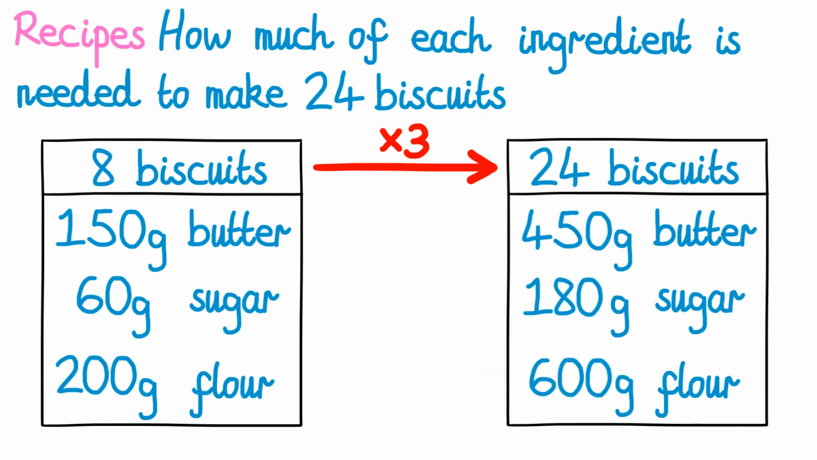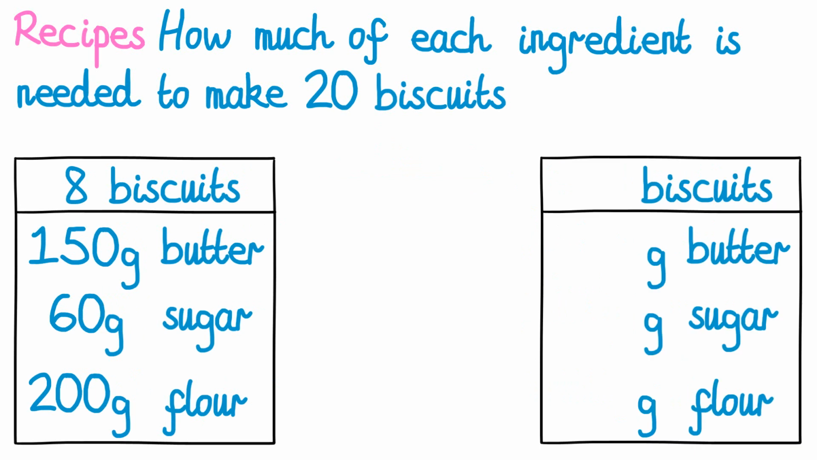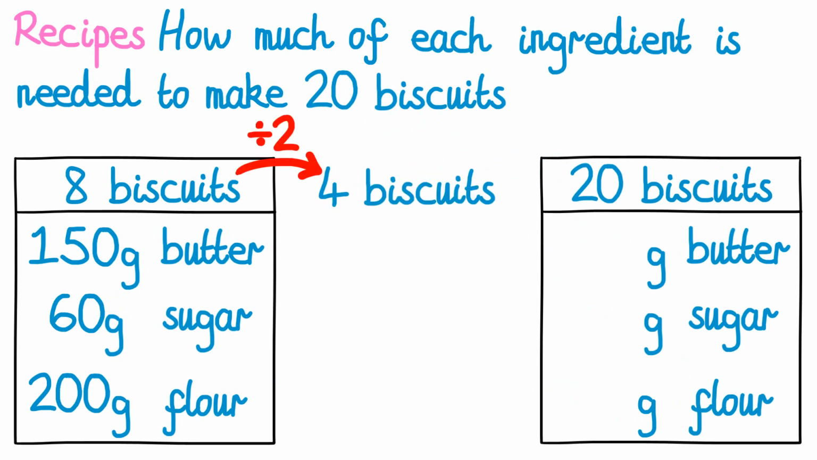Not all questions will be this easy though. Imagine if we were asked to make 20 biscuits, what would the ingredients be now? Now you can get from 8 to 20 in one go, but it can be a bit tricky. I'd advise putting a bridge in the middle. To get from 8 biscuits to 4 biscuits, I divide by 2, and then to get from 4 to 20, I times by 5. So do this with each of the ingredients.